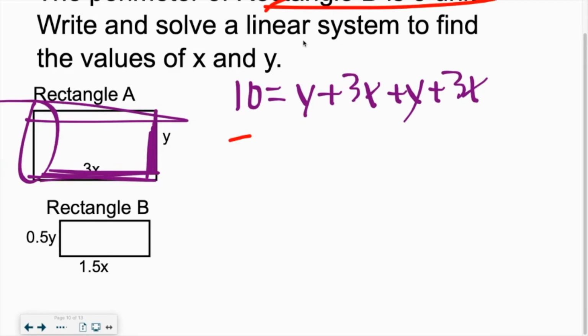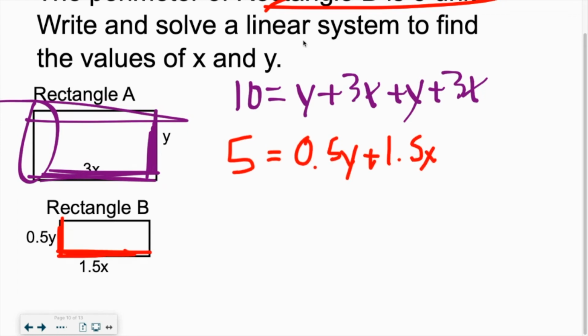Rectangle B is 5 units. That's its perimeter. So don't just tell me it's half y plus 1.5x. That's only 2 sides that you've gone across. Make sure you add up all 4 sides in this case. Go around the complete outside or perimeter of the shape.